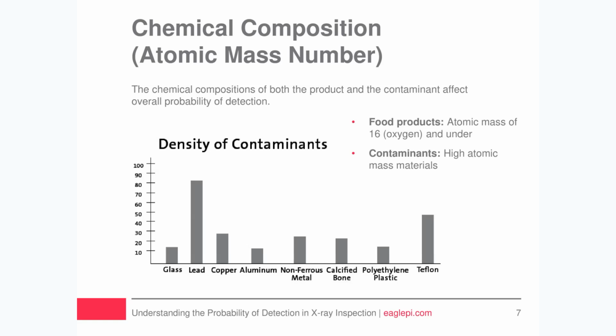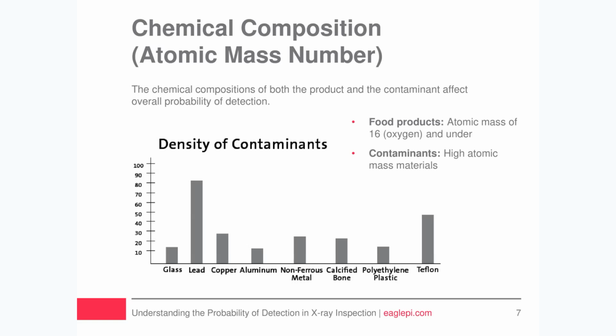The chemical compositions of both the product and the contaminant greatly affect overall probability of detection. Because food products are made up of mostly water, the X-ray absorption of food is then similar to that of water. Food products are usually made up of low atomic mass materials, 16 oxygen and under. By contrast, contaminants typically contain high atomic mass materials and generally have a higher density. It is therefore convenient to use density as the benchmark for contaminant detection in single energy applications.